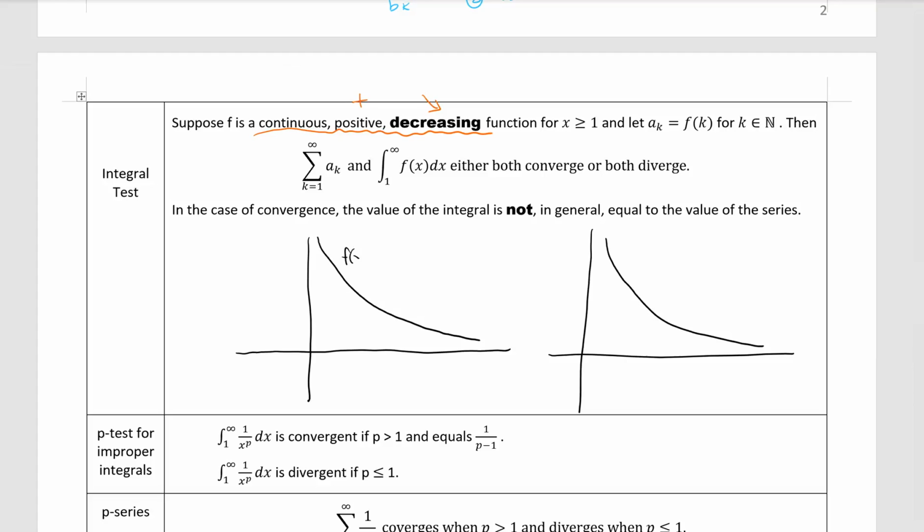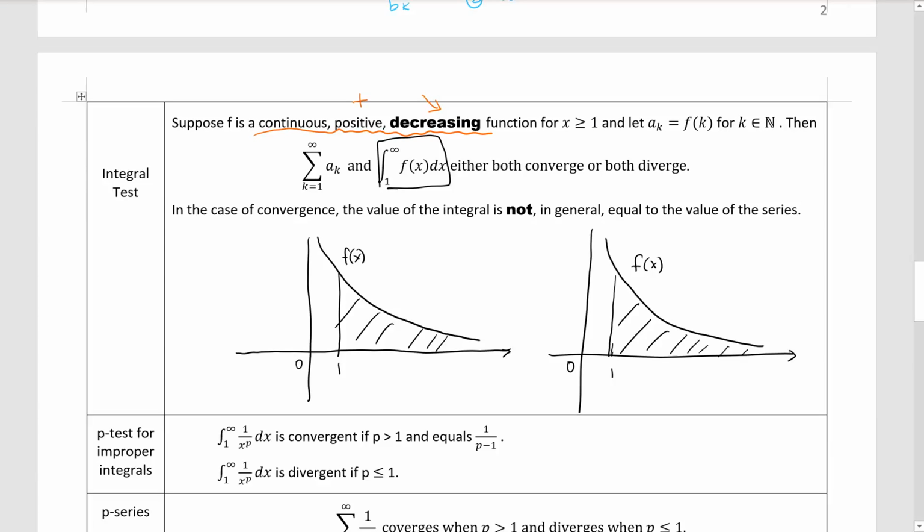So this is f of x. You can see it's continuous, positive, and decreasing for x greater than or equal to 1. Let's say 1 is right here. So I want to compare this. What's the integral? Well, this integral is just like the black area. The integral is the area under the curve from 1 to infinity. So this is an improper integral.